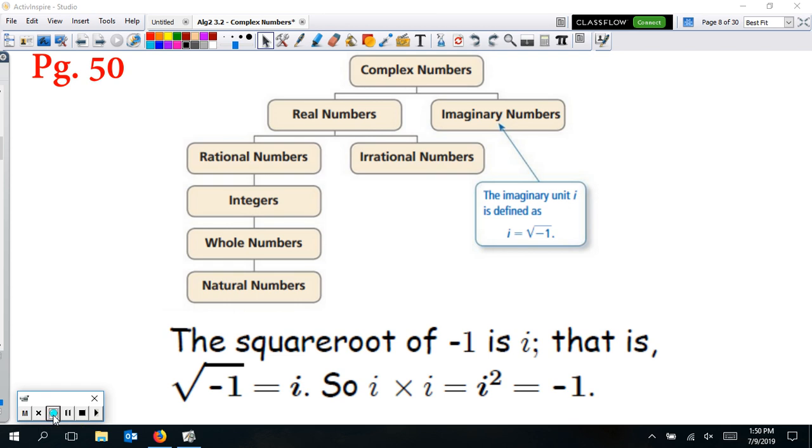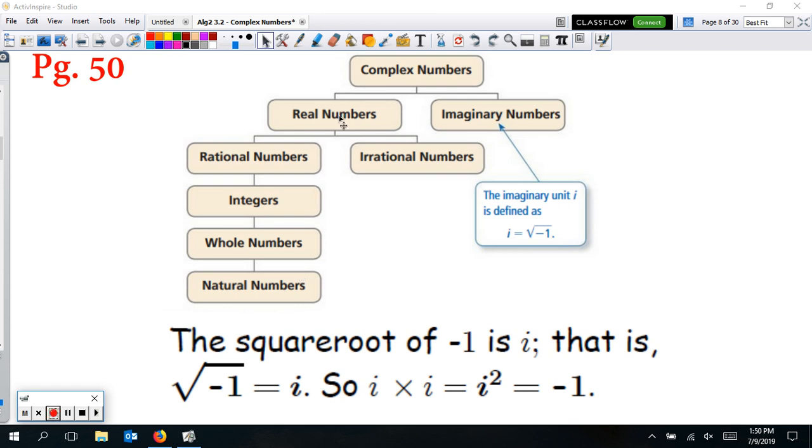Okay, so on page 50 in your notes, we'll see this little tree diagram here. It starts off with complex numbers on the top. It breaks that into two. So complex numbers are broken into two parts here, which is real numbers and imaginary numbers. And there's nothing else under imaginary numbers, but under real numbers, that's where we've been in math all along. So we've only ever touched this real numbers side.